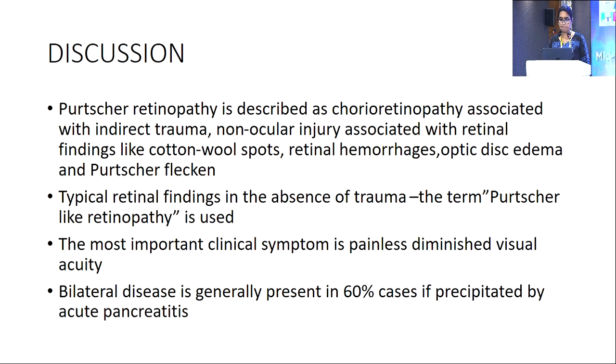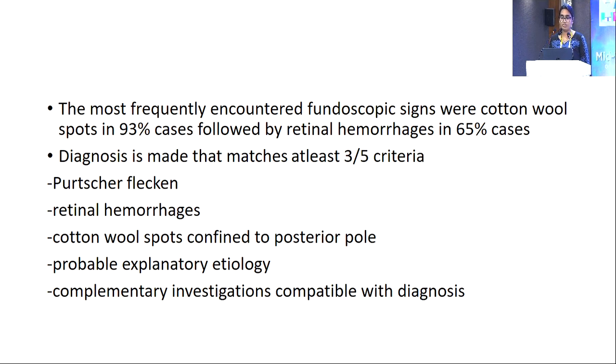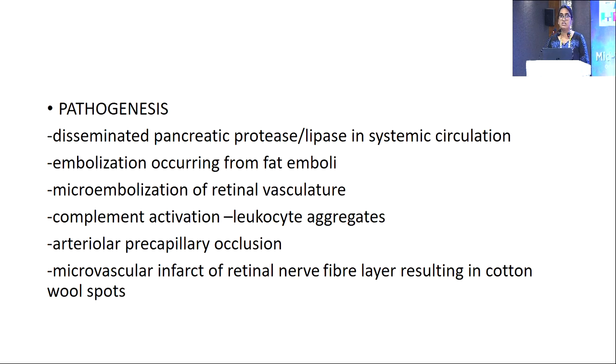Discussion: Purtscher retinopathy is described as a chorioretinopathy associated with indirect trauma or non-ocular injury, whereas when typical retinal findings occur in the absence of trauma, it is referred to as Purtscher-like retinopathy. The most common clinical symptom is diminished visual acuity. The most frequently encountered fundoscopic signs were cottonwool spots, noted in 93% of the cases. Diagnosis is made if at least 3 out of 5 criteria are present, namely Purtscher flecken, retinal hemorrhages, cottonwool spots confined to the posterior pole, probable explanatory etiology, and complementary investigations compatible with diagnosis.